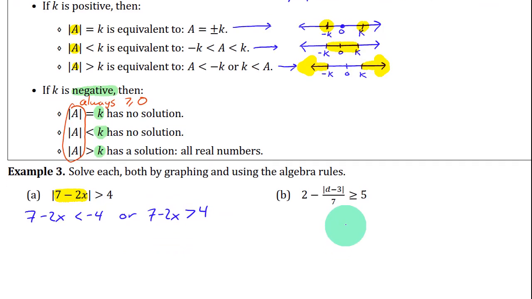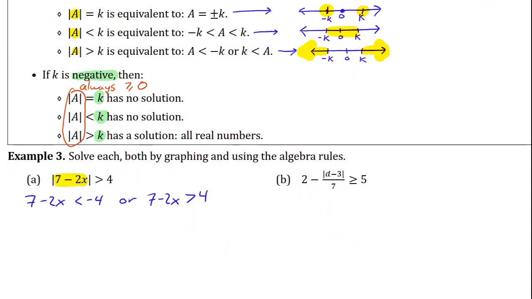All right, so let's isolate x in each case. We're going to do the same thing to both sides here. Subtract 7 from both sides, so you get negative 2x is less than negative 11. Divide both sides by negative 2. Remember you got to switch the sign here because you divided by a negative number. So this gives you x is greater than 5.5, which is what negative 11 over negative 2 comes out to be.